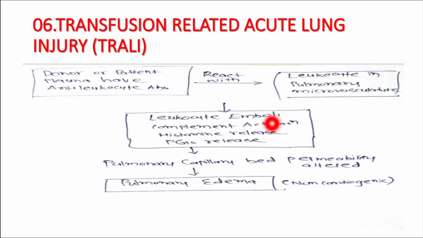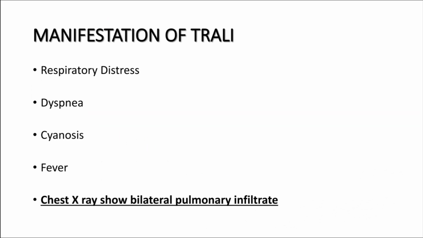And you can have complement activation, histamine release, or prostaglandin release as well, because of which you will have inflammation and increased capillary permeability of your pulmonary microvasculature. Because of this you will have more exudation of fluid in the lung, and you will finally develop pulmonary edema. So this is an example of non-cardiogenic pulmonary edema, meaning the cardiac cause is not there. You will have fluid collection within the alveoli of your lung, and that is because of inflammation induced by such leukocyte emboli. Alright.